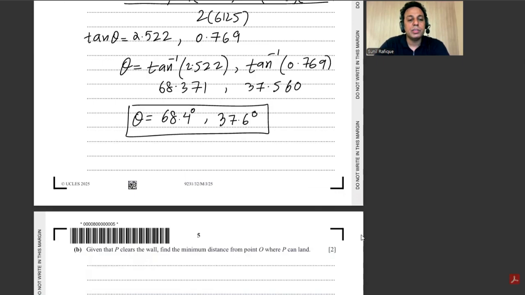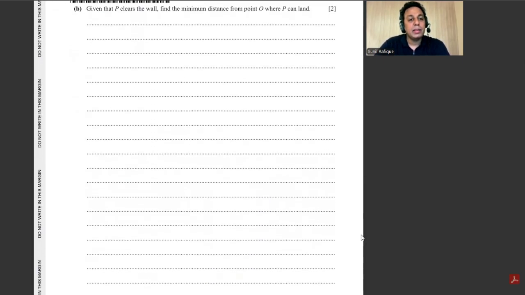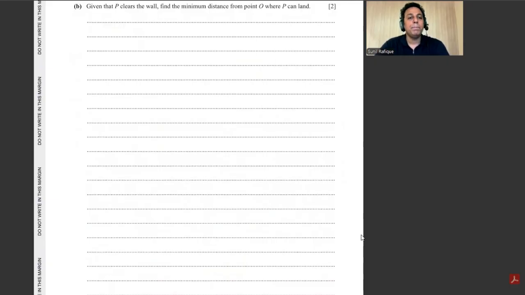And now we move on to the next part. They're saying, given that P clears the wall, find the minimum distance from point O where P can land. Now that is a classic range question. So again, you should know these fancy results. It's u squared sine 2 theta divided by g. Now I need to find the range, but since I need the minimum distance, I need the larger angle, because the greater the elevation, the shorter the range, right?